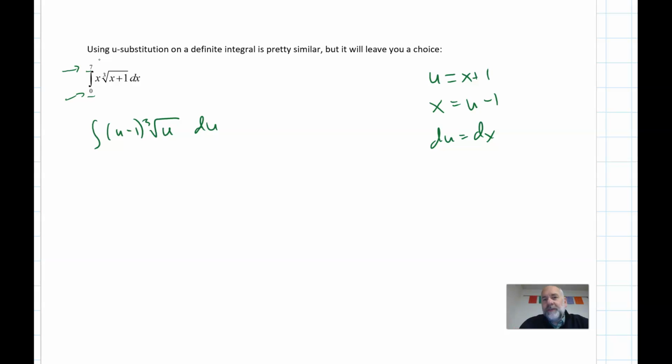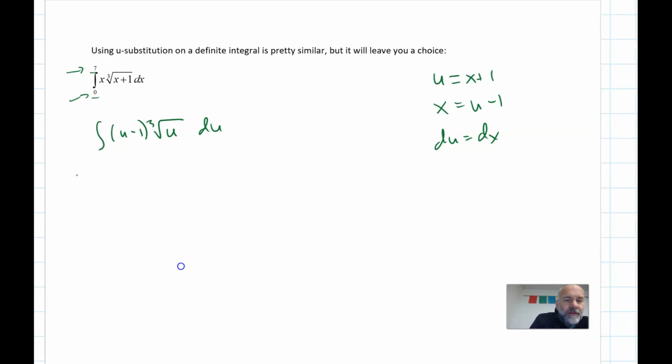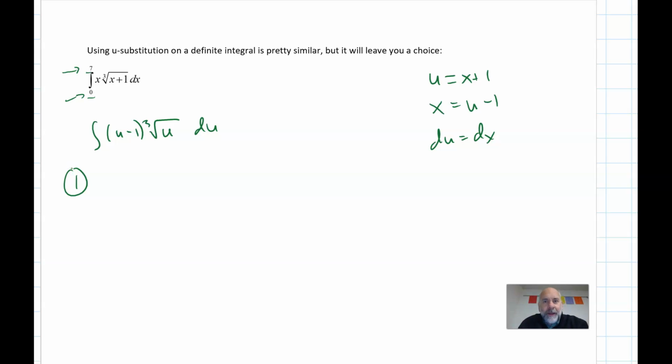So there's 2 ways to approach this. One way we can do it is we can just work out the antiderivative, and then we'll switch it back to x's. Totally legitimate. So method number 1 is, I'm not going to put any bounds on that because it's not from 0 to 7, it's something else. But I'm going to work out what the antiderivative is, and that's just going to help me out because I don't know the antiderivative here.